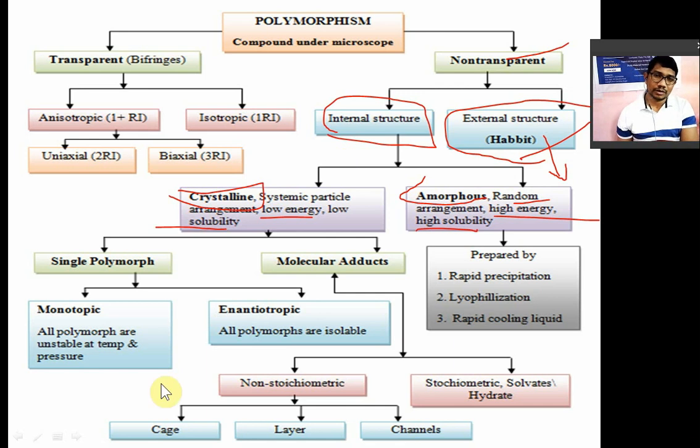Now, how can you prepare the amorphous form of a drug? The amorphous form of a drug can be prepared by either rapid precipitation, lyophilization, or rapid cooling of liquid during crystallization. So the amorphous form can be prepared by this.